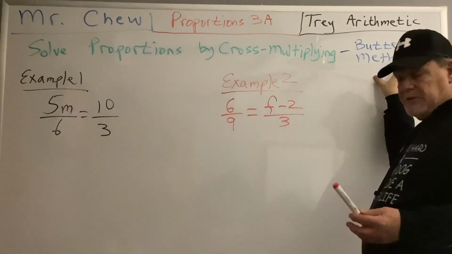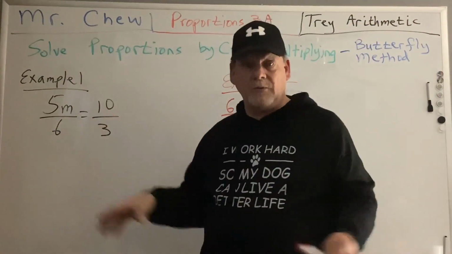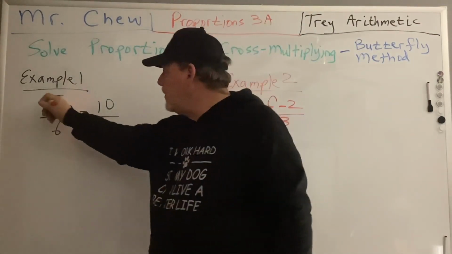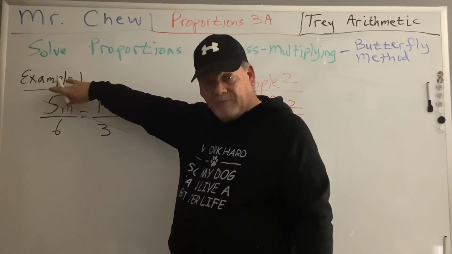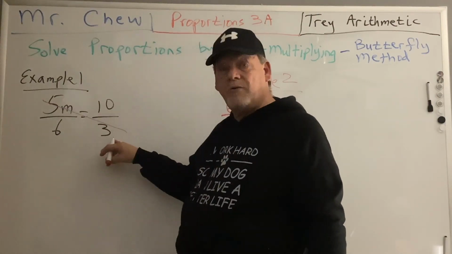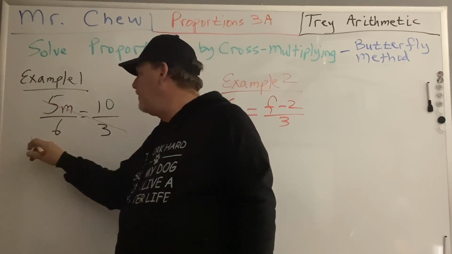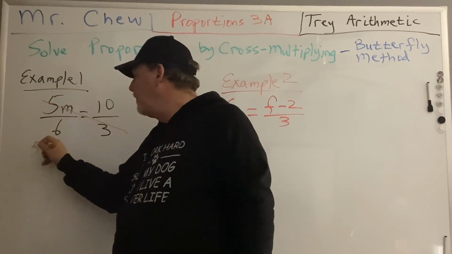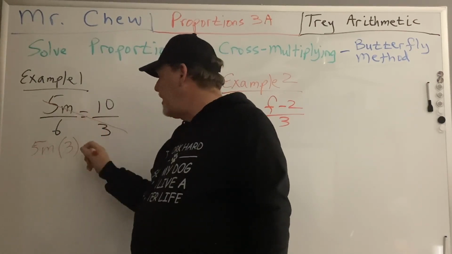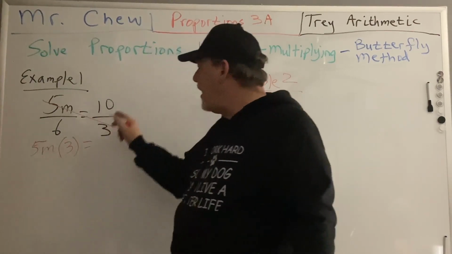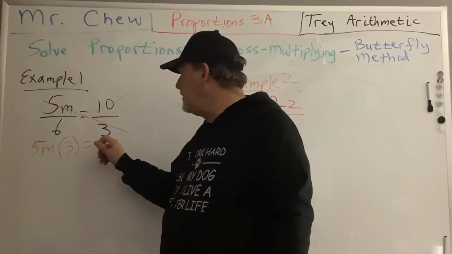I like to call it the butterfly method. So think about a butterfly with its wings, okay? So here's one of the wings. I have to multiply the numerator on the left one times the denominator on the right one. So I write 5m times 3. I put my equal sign down, and now I do the other wing on the butterfly, 6 times 10.